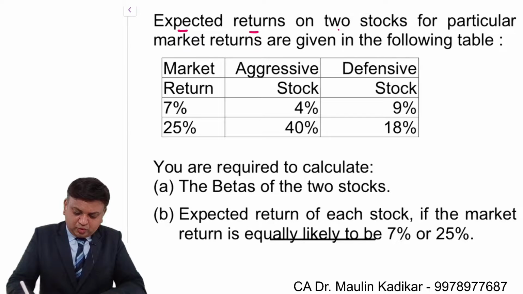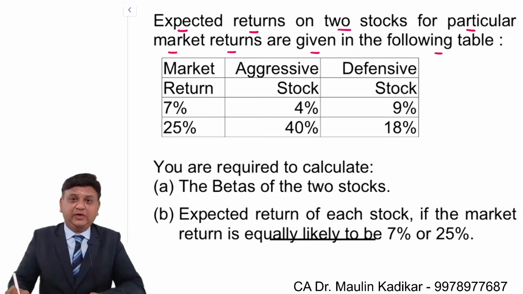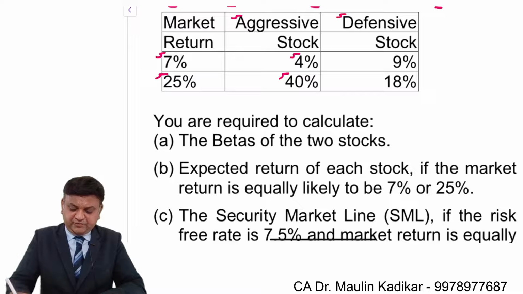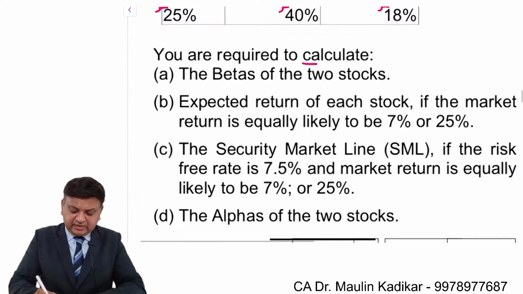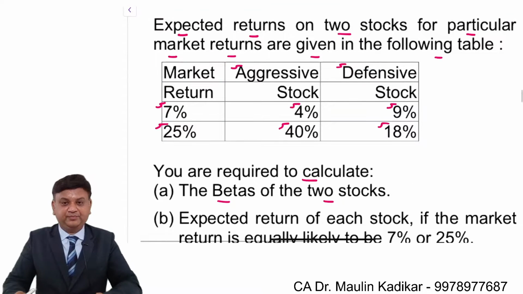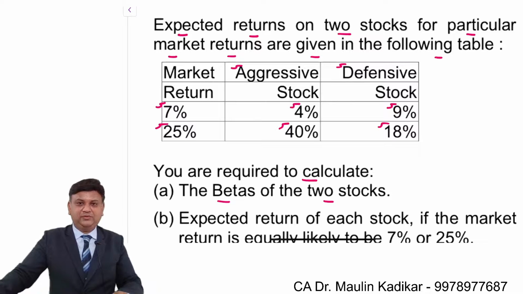Expected returns on two stocks for particular market returns are given in the following table. Market return is 7 and 25. Return on the aggressive stock is given to us as 4 and 40, and for the defensive stock it is 9 and 18. You are required to calculate the beta of the two stocks. That is the question. Please go through the question, all of you.